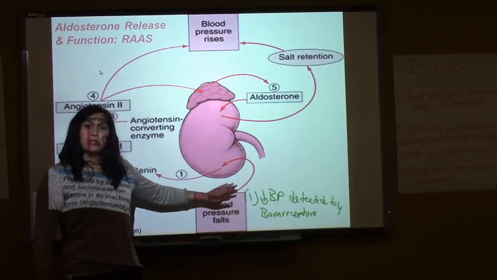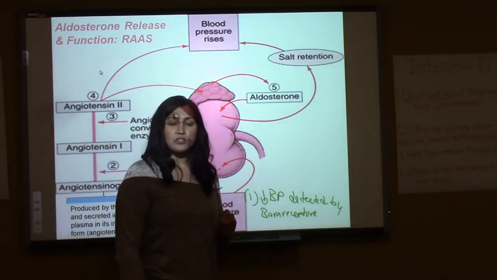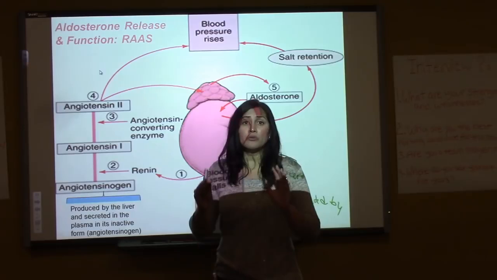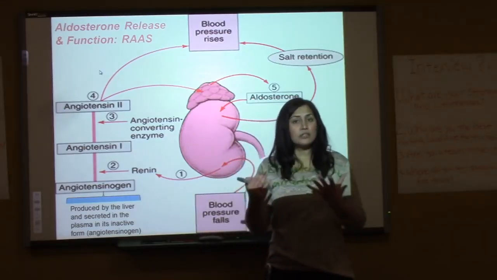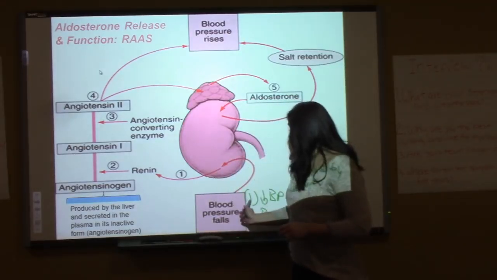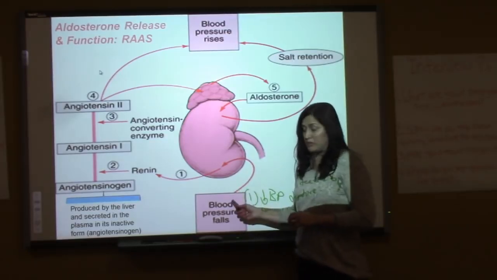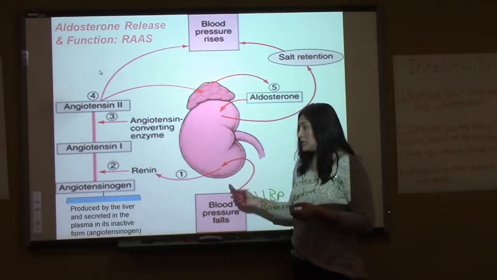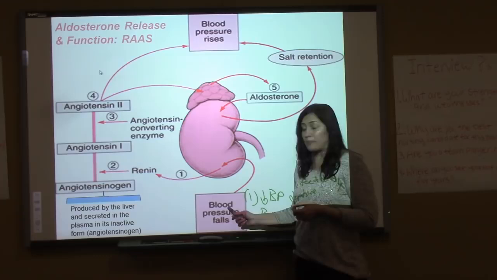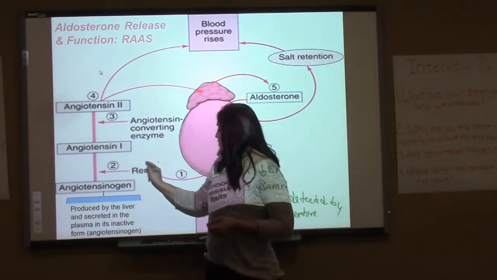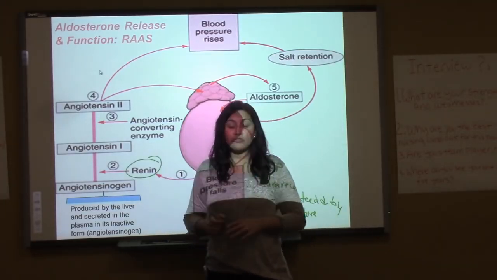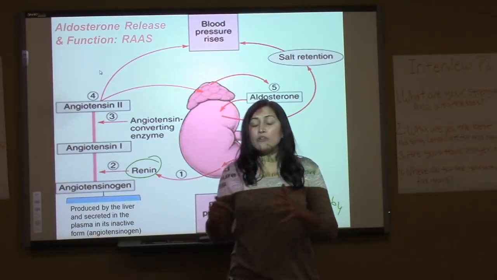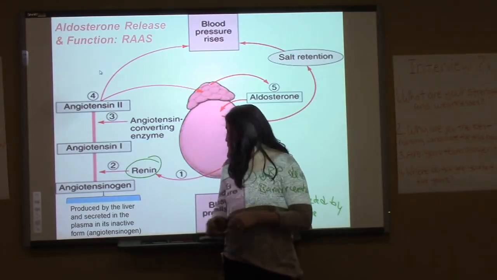So whenever your blood pressure drops, your baroreceptors, which are found within the afferent arteriole, will detect that. So they will know that your blood pressure has dropped. As soon as the kidney detects there's a drop in blood pressure, because the afferent arterioles are found within the kidney, it will release a hormone called renin. So now renin is in the plasma.